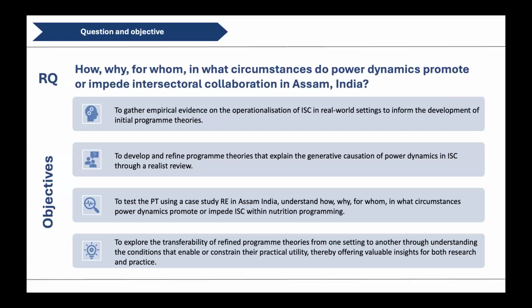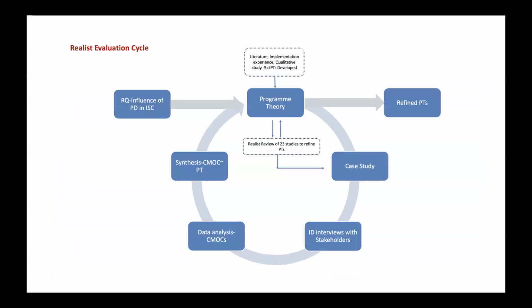Assam is a state in the northeast part of India. India has around 28 states, and Assam is a big state. The program was being implemented in Assam. These were my objectives: first, to gather empirical evidence on the operationalization of intersectoral collaboration in a real-world setting. Second, to develop and refine the program theory that explains a generative causation of power dynamics. Third, to test my program theory using a realist evaluation approach. And lastly, to explore the transferability of refined program theories elsewhere.